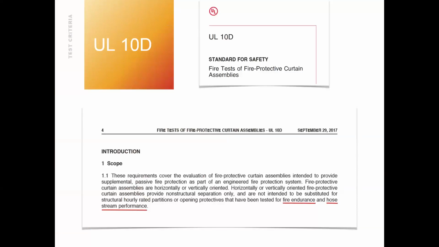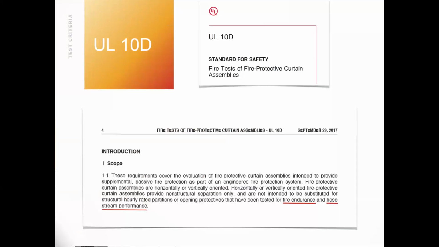Fire protective curtain assemblies are horizontally or vertically oriented, but they also provide non-structural separation only, and they aren't intended to be substituted for hourly rated partitions or opening protectives tested for fire endurance and hose stream performance. So they're for non-structural separation and aren't to be substituted for opening protectives tested to fire endurance and hose stream performance. Those are the two things. This fabric product under UL 10D is going to only provide non-structural separation, and it's not going to be substituted for something that has been tested for fire endurance and hose stream.